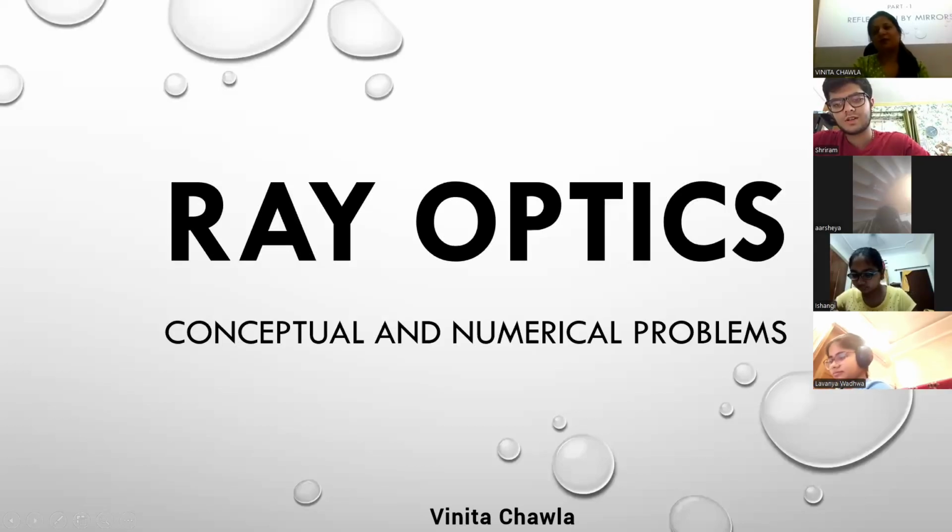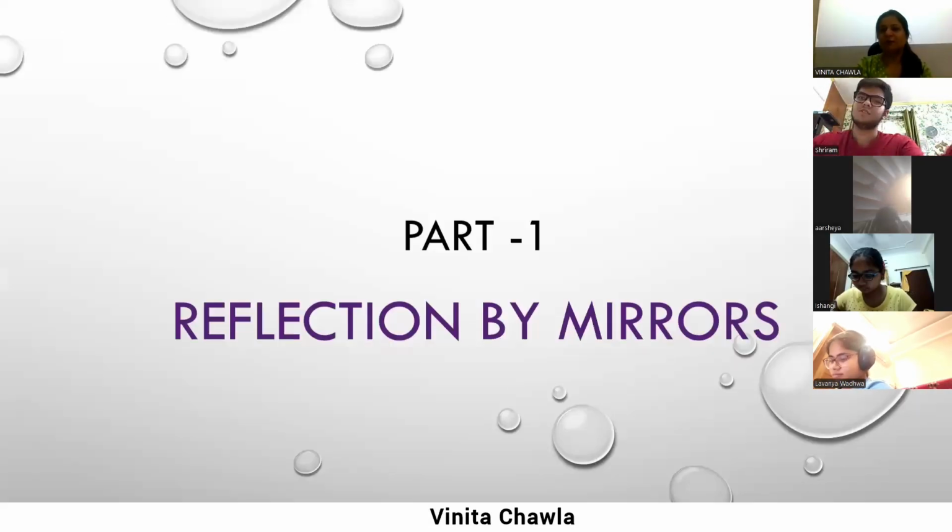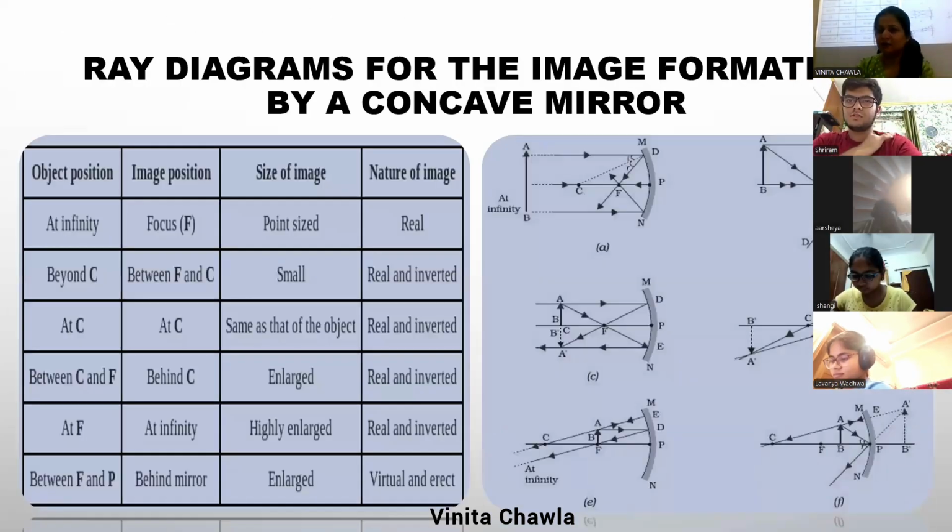So today we'll discuss all the questions based on reflection by mirrors. We have already covered these ray diagrams. There are 6 cases in concave mirror, as we all know. We can place the object at 6 different positions in front of the mirror, and for those 6 different positions, we get images at different places.